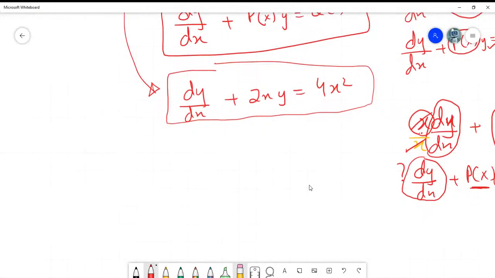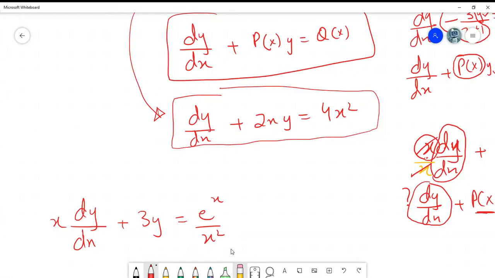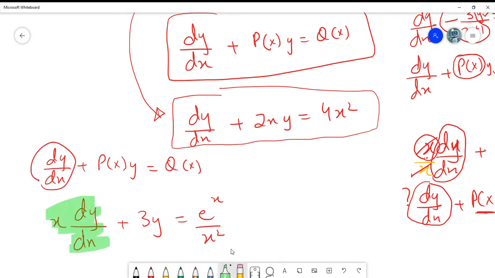So let's look at an example of how to use the integrating factor. Let me write an equation and let's see first of all, is it following the required format? So dy by dx plus 3y, and there's an x here, equals e to the power of x over x squared. Now as you can see, this is not following the general form I just wrote. If I write the general form on top of it, it does not follow it. The reason being that dy by dx is not alone here. There's an x with it.